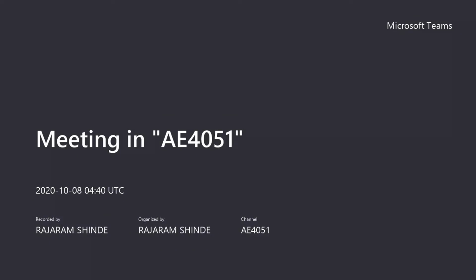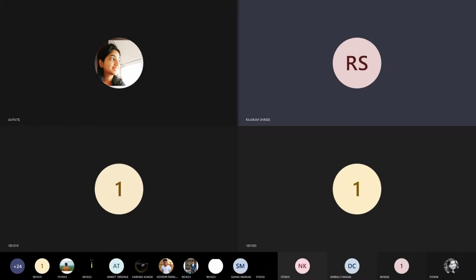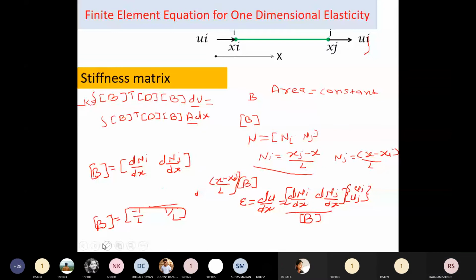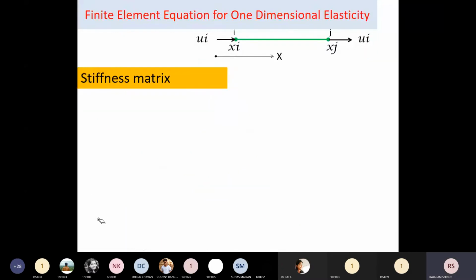I will repeat this. No issue. Okay. You see here stiffness matrix. Your stiffness matrix equation is stiffness matrix equation. If you have doubt, you can raise the issue. Okay. Sorry.